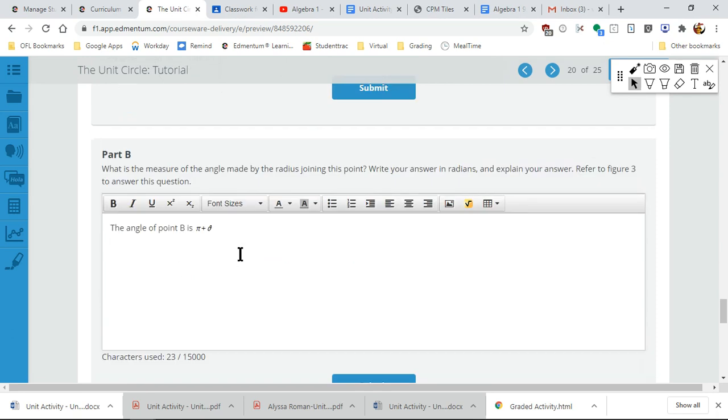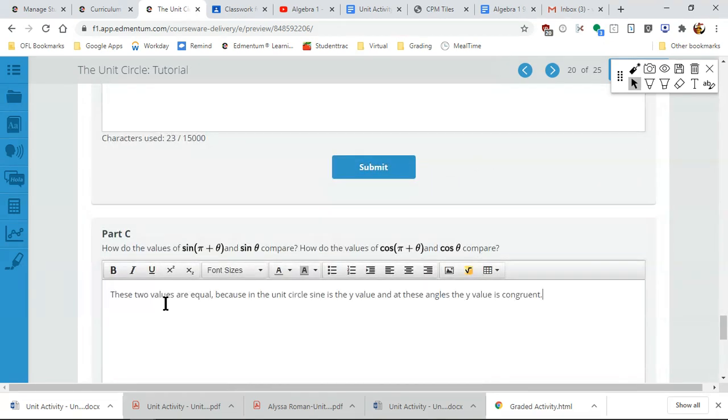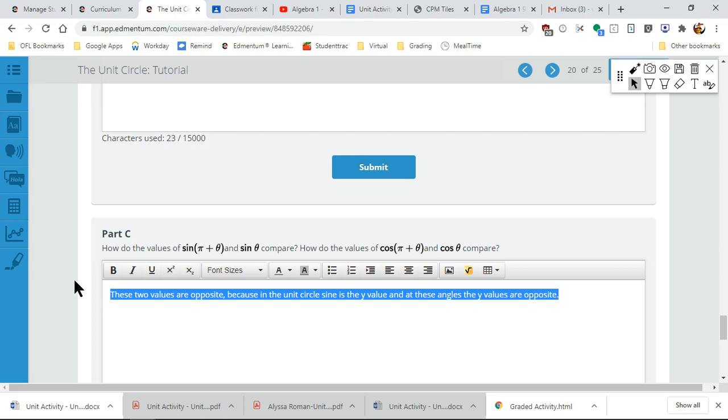Control C, Control V. There, the two values of are, except instead of equal, I'm going to say opposite. And the y values are opposite. So that's what I'm pretty much doing.